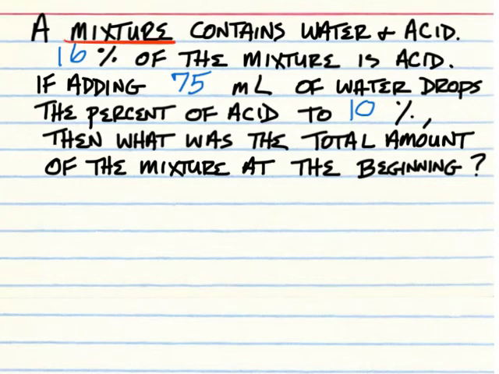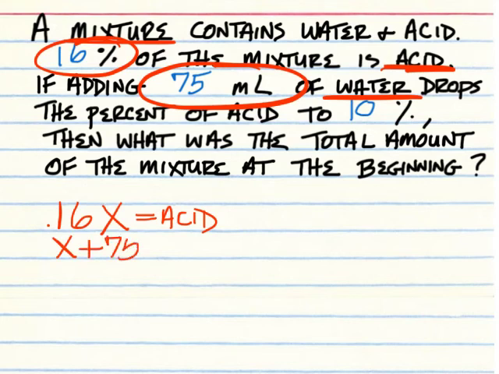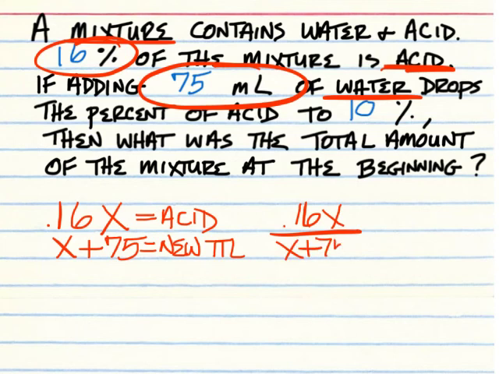Step 1, we don't know the original mixture, so that is x, and we must multiply it by 16% to find out how much acid we have, so that's times 0.16. That gives us our amount of acid, and if we add 75 milliliters of water, we're going to have x plus 75. That is our new total. The amount of acid, 0.16x over the new total, x plus 75, will be set equal to the new percent of acid, which is 10 over 100.